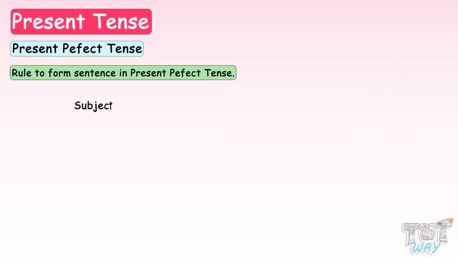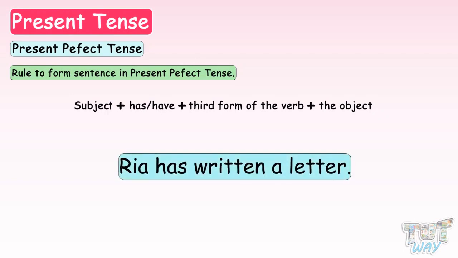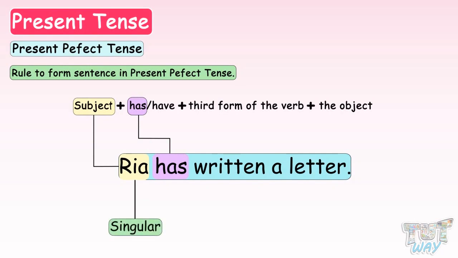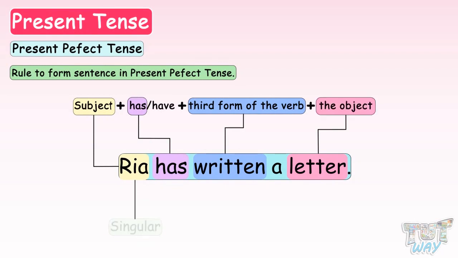Subject plus has or have plus third form of the verb plus the object. Let's have some more examples. Ria has written a letter. Here, Ria is the subject, has is the helping verb, and we have used has because the subject is singular. Written is the third form of the verb, and letter is the object in this sentence.